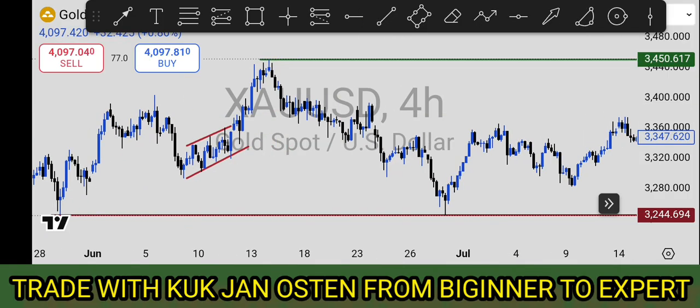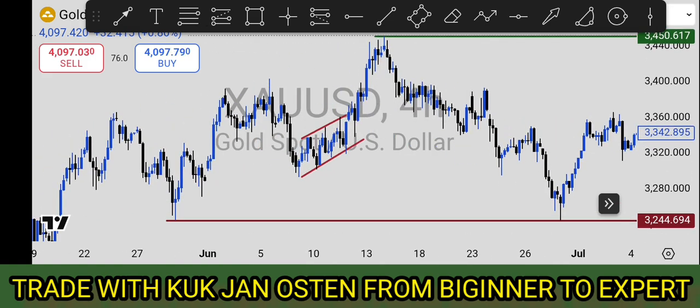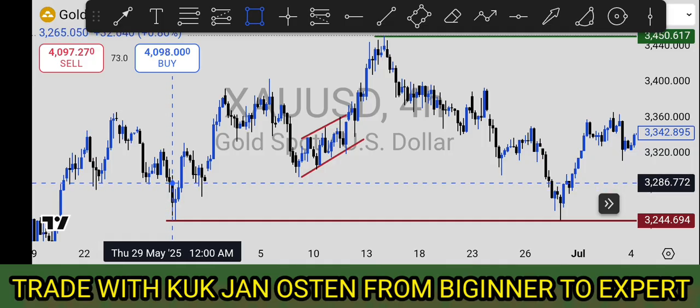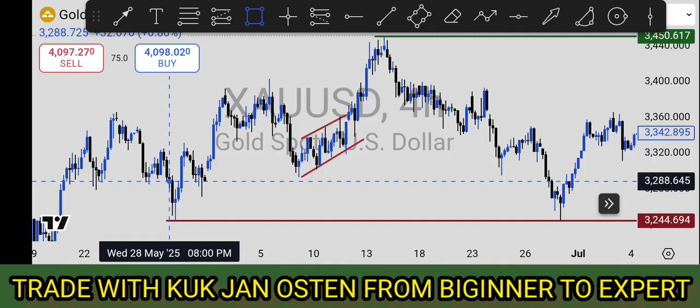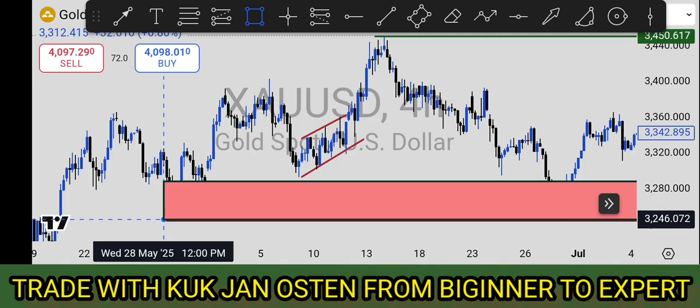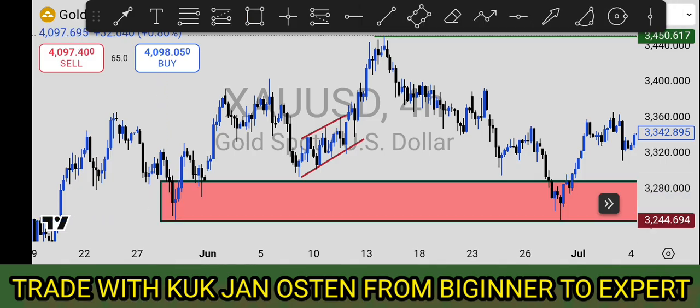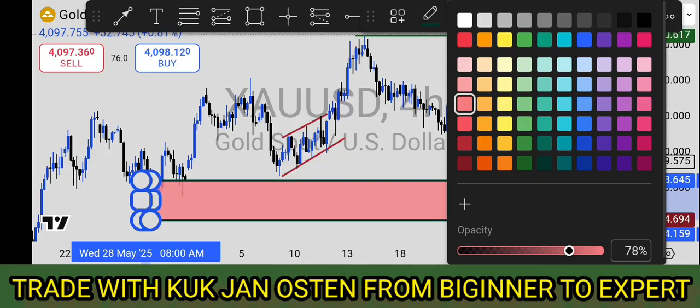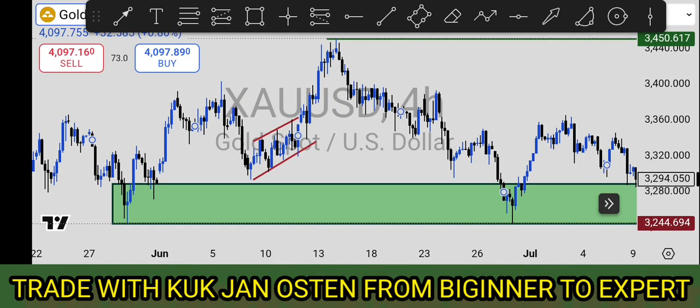So we are going to look for the buys in our order block. So we shall first look for the order block. So this is our order block, it is around here. So we identify the three candles. So in these three candles, this was our order block zone.